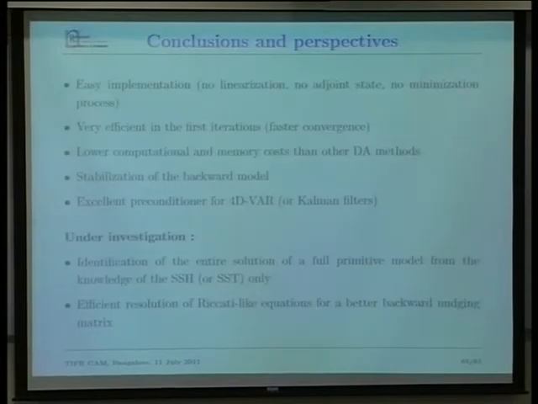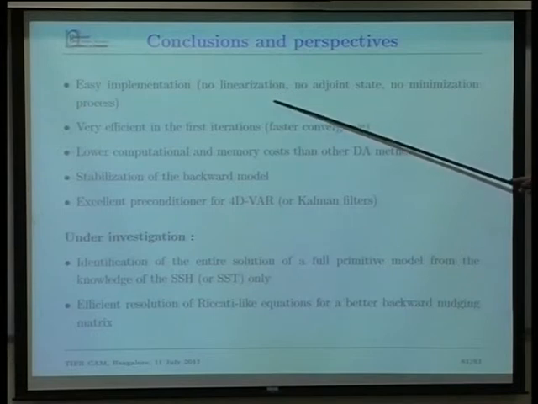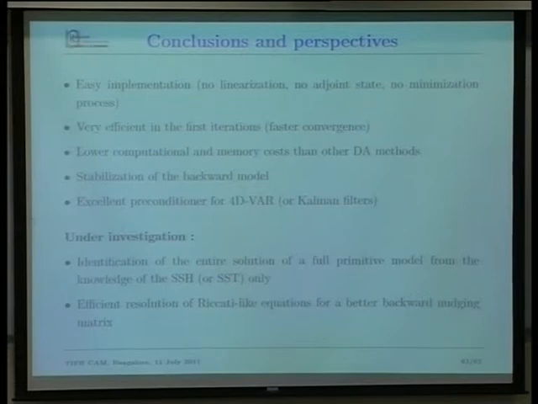So to conclude, well, it's almost the same conclusions as for both diffusive or non-diffusive back and forth nudging. The idea is that you have a very easy implementation, a little bit less easy than standard nudging, but much easier than optimal nudging. So there is no linearization, no adjoint state, no minimization, no huge covariance matrices, almost nothing. But still it's very efficient in the very first iterations.